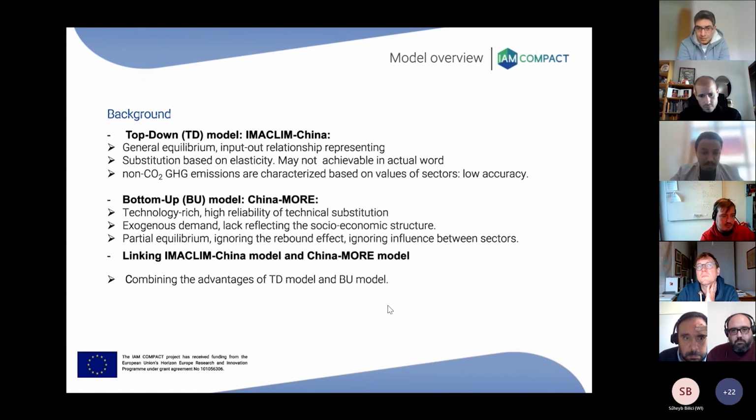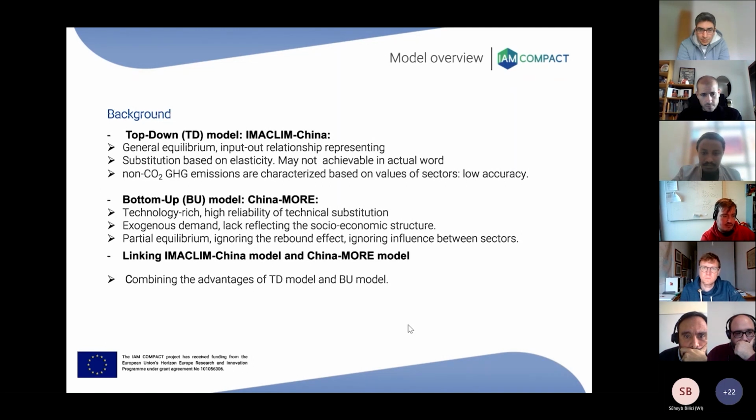The IMACLIM-China belongs to a top-down model, or simply called TD model. As a general equilibrium model, IMACLIM-China can represent the input-output relationship among different economic sectors. It is suitable for macroeconomic analysis of climate policy, including carbon tax and carbon markets and so on.